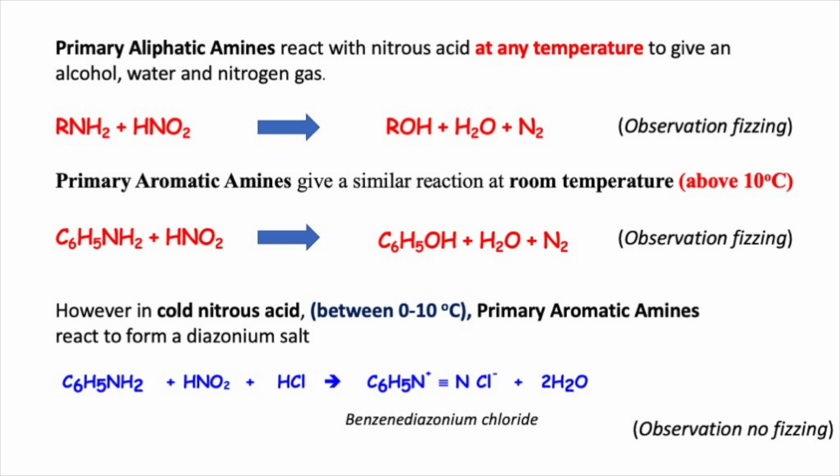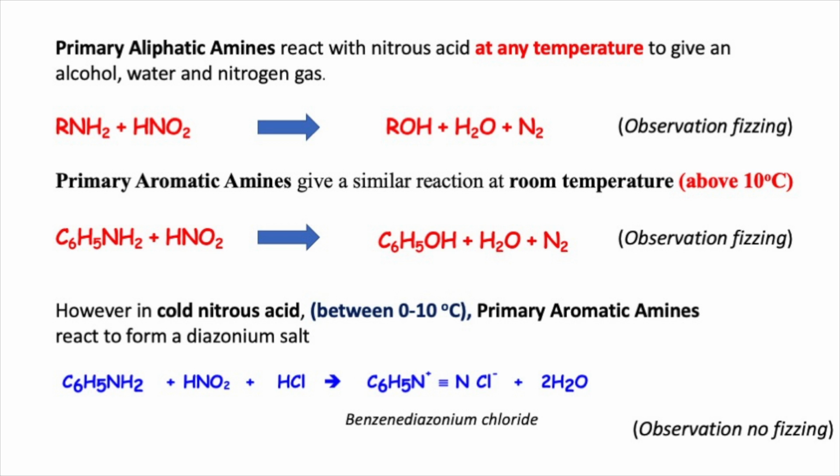C6H5NH2 is phenylamine, and it will react with nitrous acid, HNO2. It will also react with any hydrochloric acid that's present, and that was, remember, present to form the HNO2. And that will form C6H5N, triple bond N, with a positive charge on the first nitrogen, and a Cl- ion, which is a counter ion, and 2 water molecules. Now this compound is called benzenediazonium chloride.